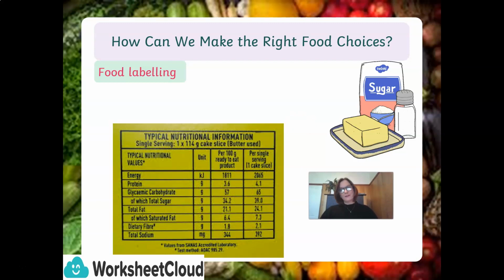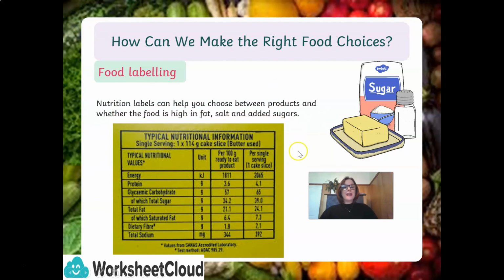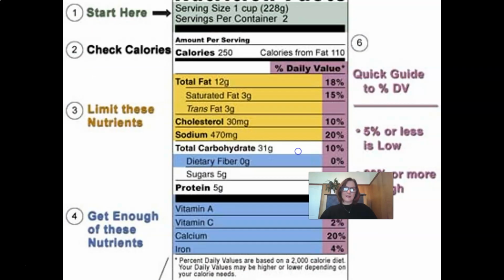Let's take a look at food labeling. So this is what a typical nutritional information label looks like. And if you look at all the foods you purchase at the shops, you should find this label somewhere on your food. Nutrition labels can help you choose between products and whether the food is high in fat, salt, and whether or not it has added sugars.